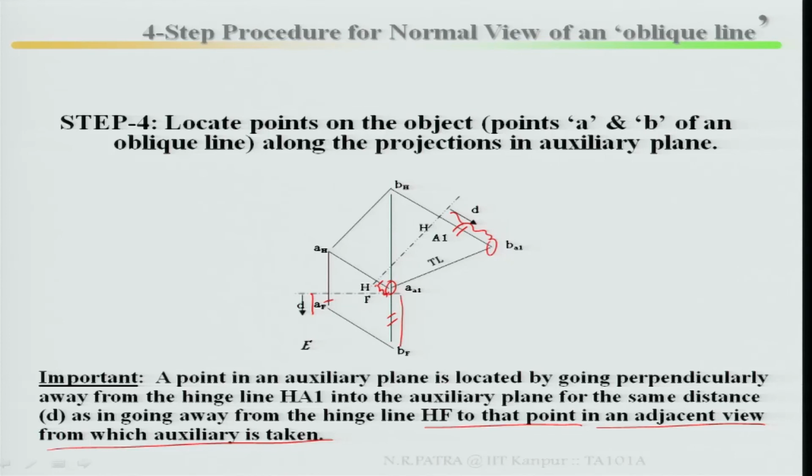The location of the point will be, suppose this is A, the distance from here to here will be the distance from here to here. The distance of the opposite view from the hinge line. A from the hinge line, what is the distance? If this is D, this will be D. Now this will be your true length in the auxiliary plane.